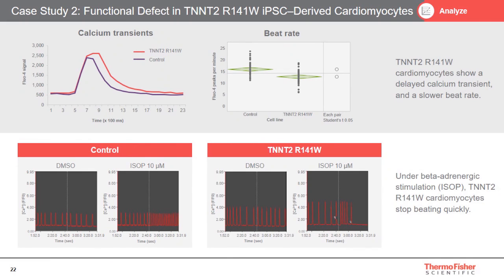Now, in the case of the TNNT2 mutant, spontaneous contraction is rapidly compromised after isoproterenol administration. And although no published data is available for this particular SNP, the R141W, as it relates to cardiomyopathy in humans, cardiomyocytes carrying a similar SNP on the same gene show similar phenotypes.